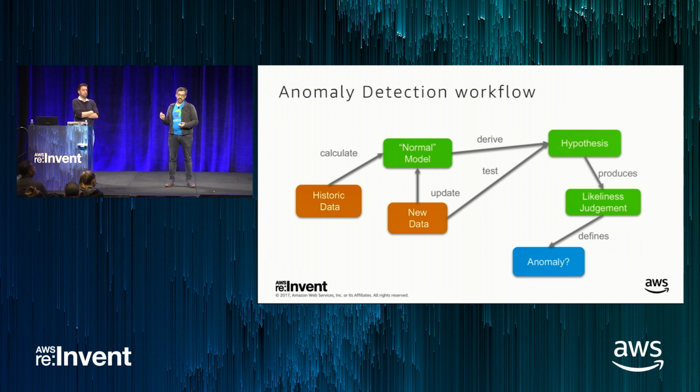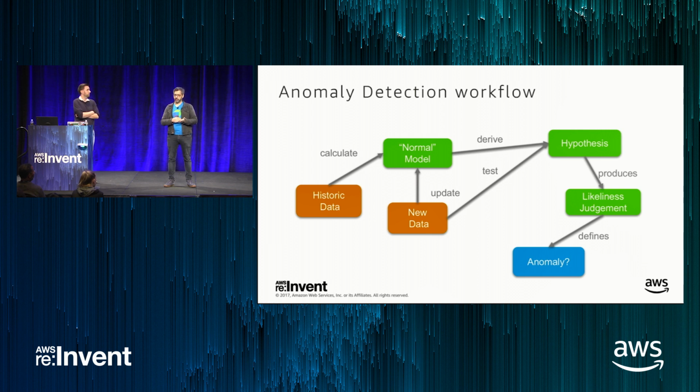So you have some historic data, and you feed it into your model, and you say, okay, that's my normal. Then you have new data in, and you intersect that with the normal model. And from the normal model, you derive a hypothesis. This means you want to know, is this still normal, or do we really have a problem here? And from this hypothesis, you can also derive a judgment to know, is there something wrong or not?